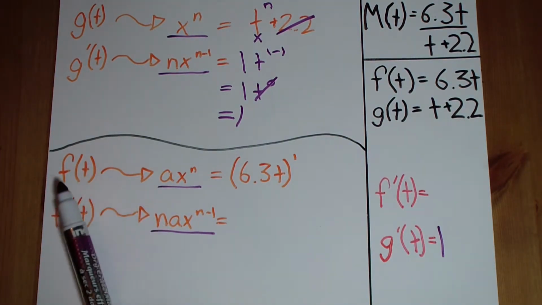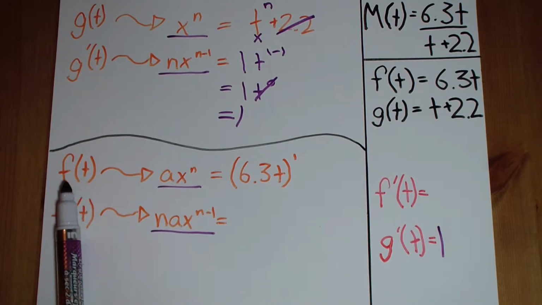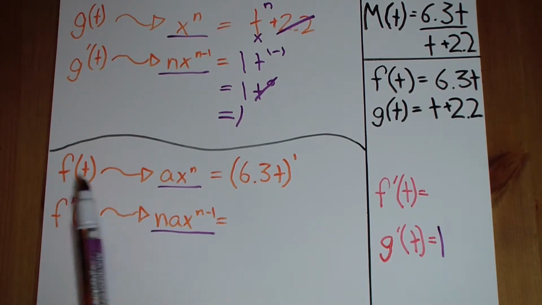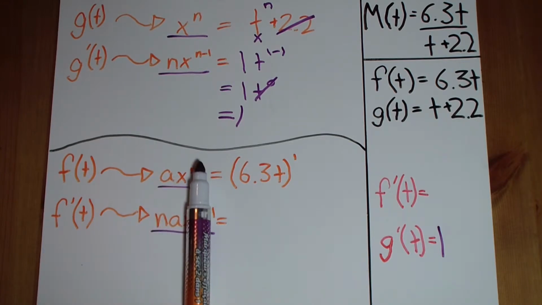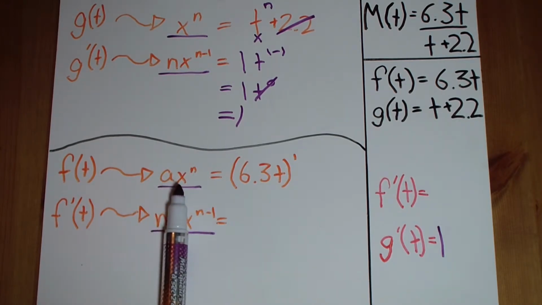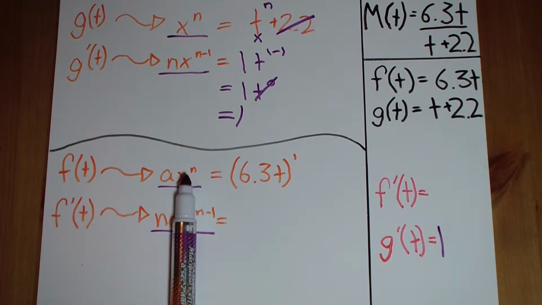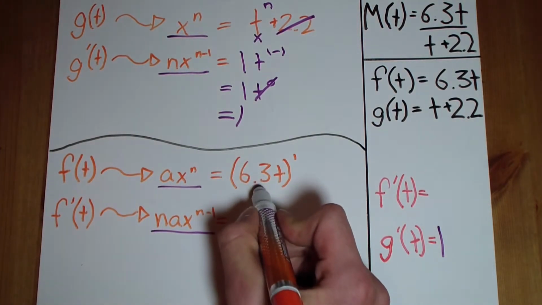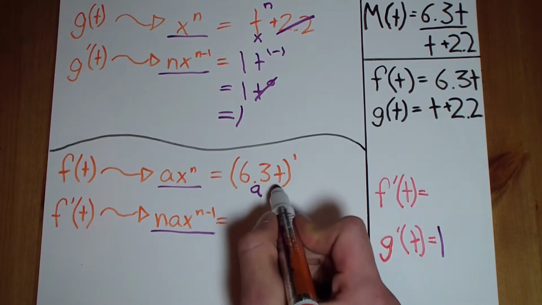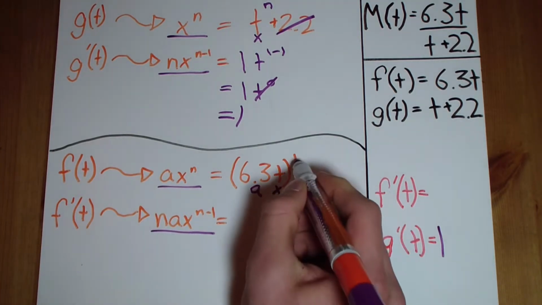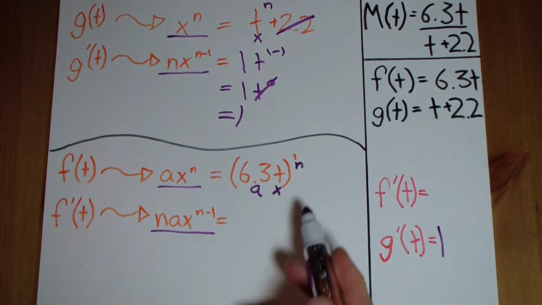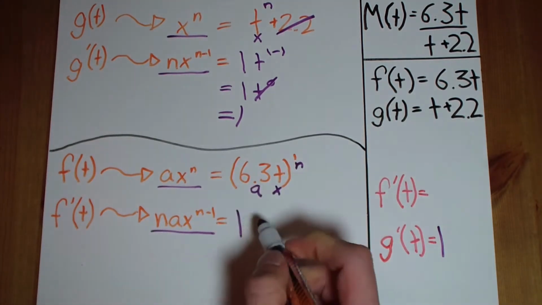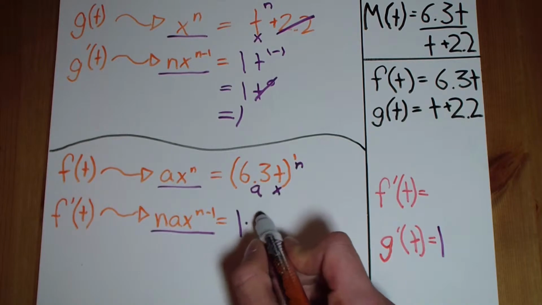To solve for f prime is much the same with accounting for the coefficient. The general form of f is ax to the power of n, with a being the coefficient, x being the variable, and n being the exponent. In this question, the a value is 6.3, the x value is t, and the n value is 1. Again, use these numbers to rearrange and solve for the derivative.